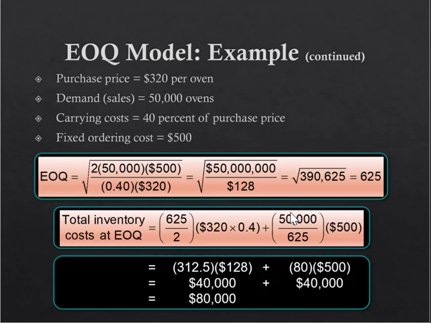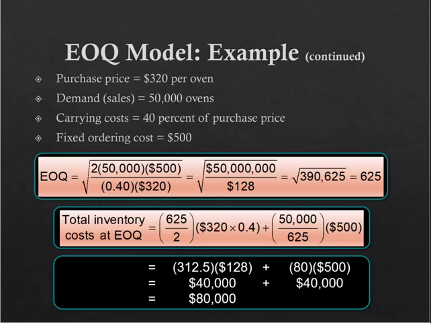So the purchase price is $320 per oven. The demand is 50,000 ovens. Carrying cost is 40% of the purchase price, and fixed ordering cost is $500. So when we look at the EOQ, you've got 2 times 50,000, which is the demand amount, times the fixed ordering cost of 500, over the inventory carrying cost 40% times $320 per oven. So you've got $50 million worth of value here over 128.